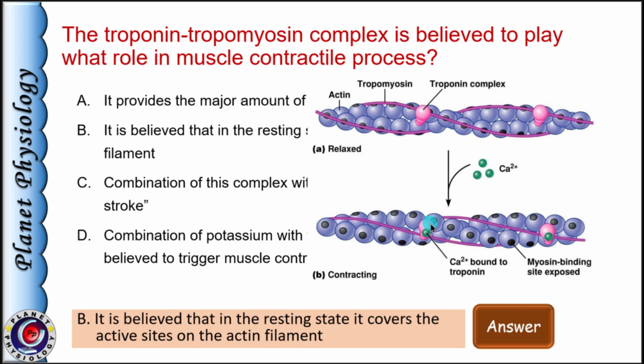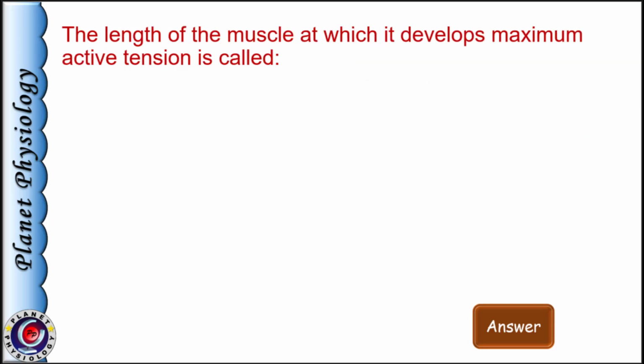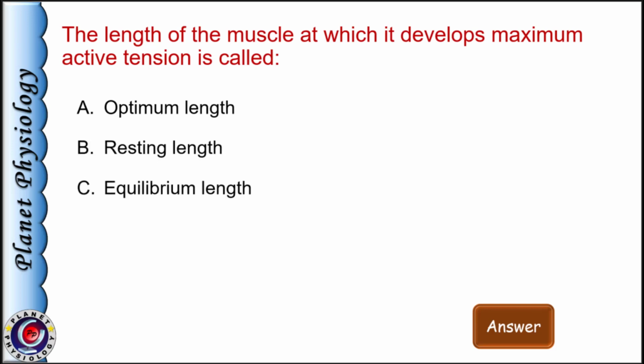During excitation contraction coupling, when calcium ions bind to troponin C, this complex moves laterally to uncover the active sites and initiate muscle contraction. Next question. The length of the muscle at which it develops maximum active tension is called: A. Optimum length, B. Resting length, C. Equilibrium length, D. Initial length.